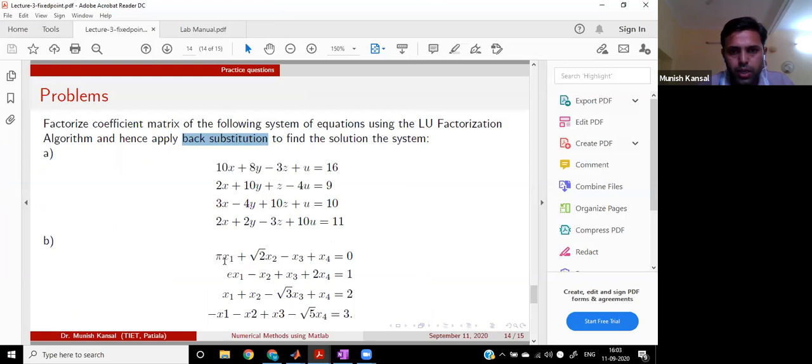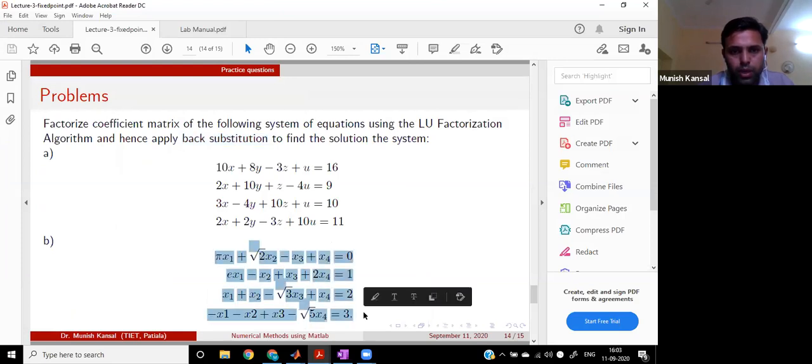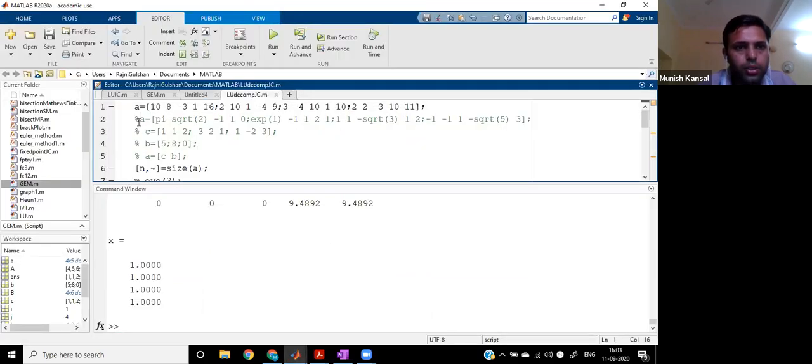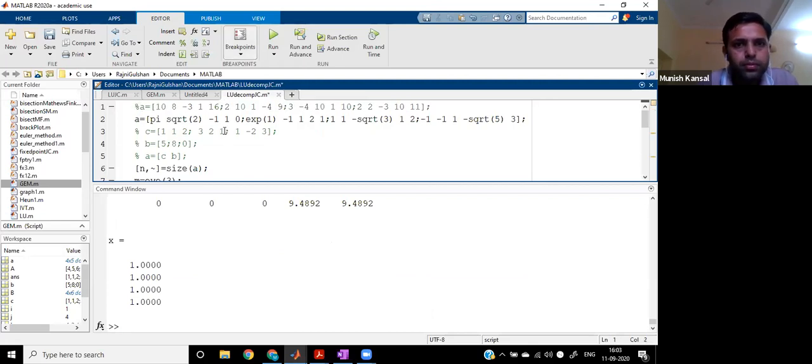Similarly, second question is given. This is again a 4x4 system given to you. Now you have to find out the answer, right? So let me show the output of this question also. Okay, so now you can see the output. This is the output, right? So you can always verify with the help of the backslash command.